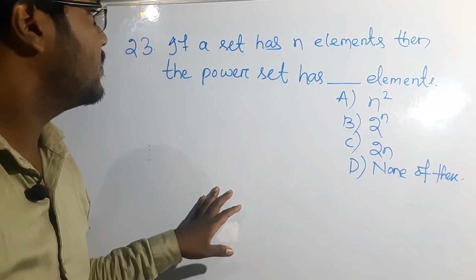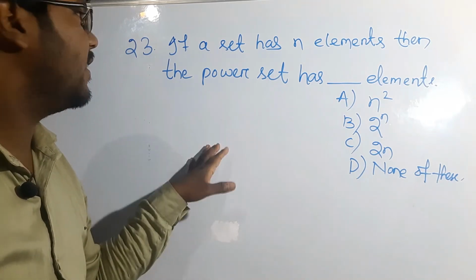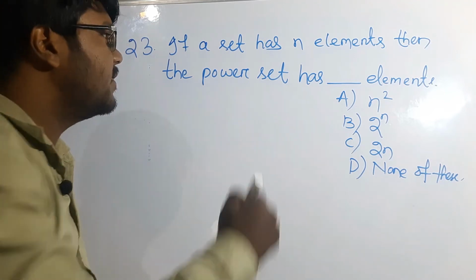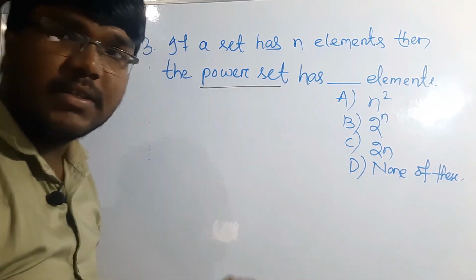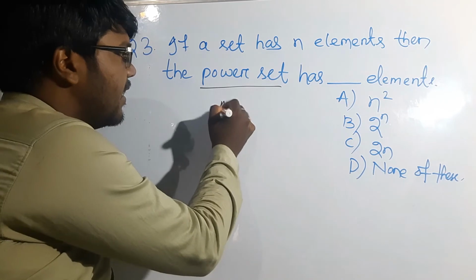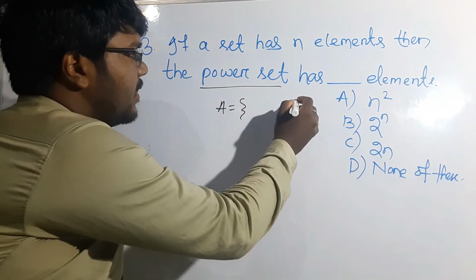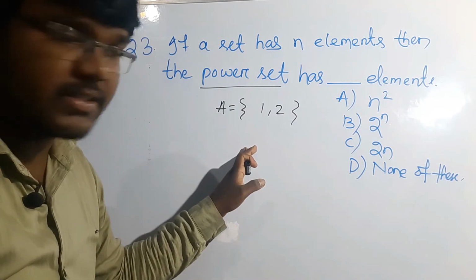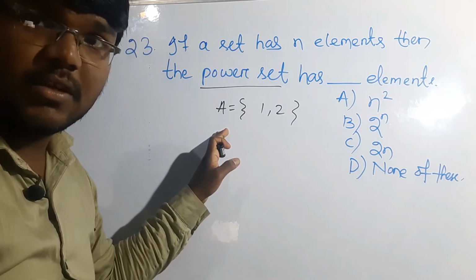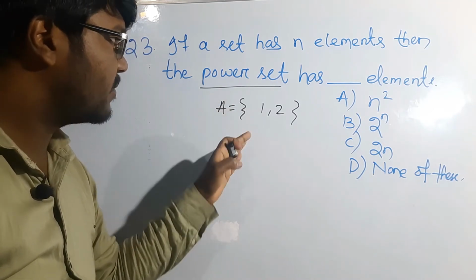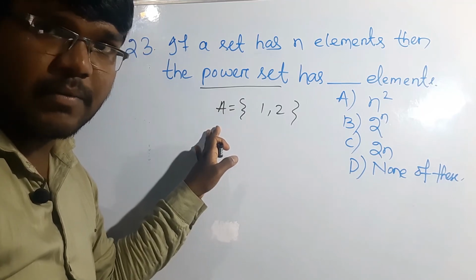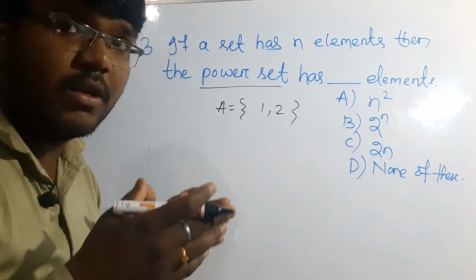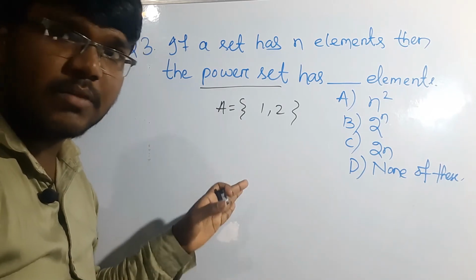The next question is: if a set has n elements, then the power set has dash elements. Then what is a power set here? Power set means, suppose a set has elements 1 and 2, then what is its power set? The possible subsets of this set, the collection of all possible subsets, is known as the power set. So what will be the subsets here?